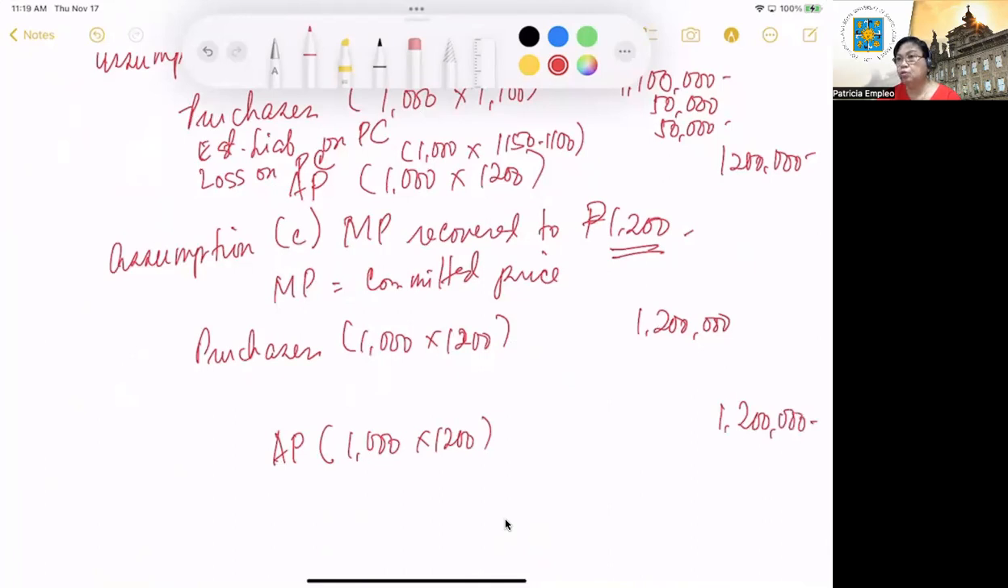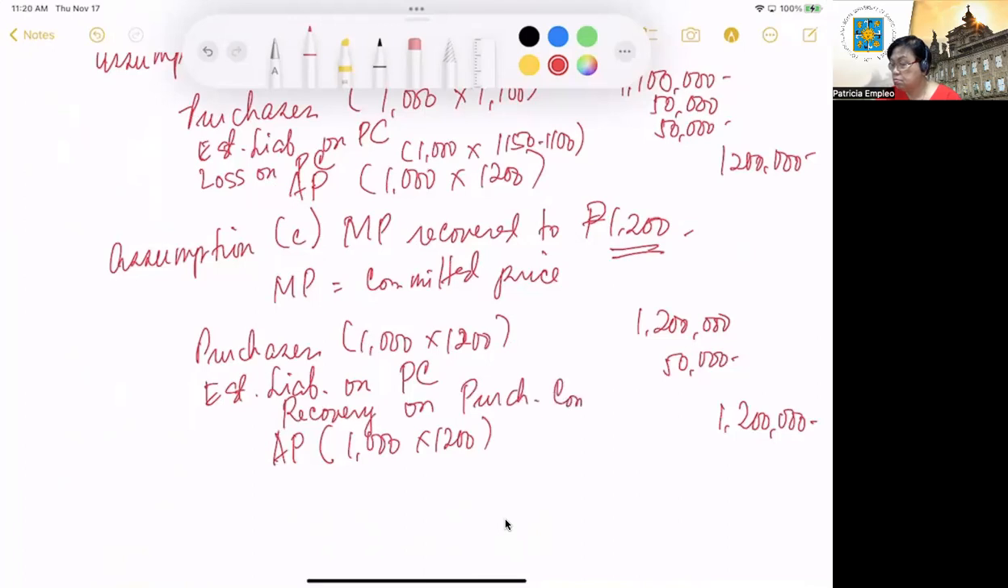Sabi natin hindi. Do not forget to recognize your previously recorded estimated liabilities. So debit estimated liability on purchase commitment, that is 50,000 as we recorded on December 31, 2022. And then credit again, which is recovery on purchase commitment for 50,000. So do not forget to cancel this. That means therefore that if we are canceling this, that means we recovered the market price by 50,000.